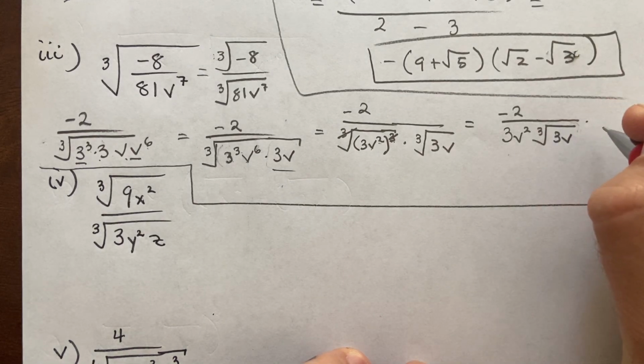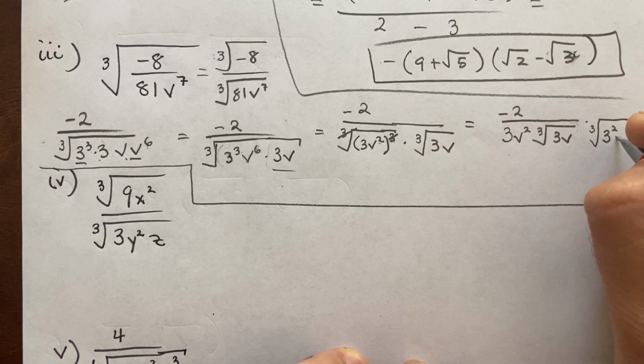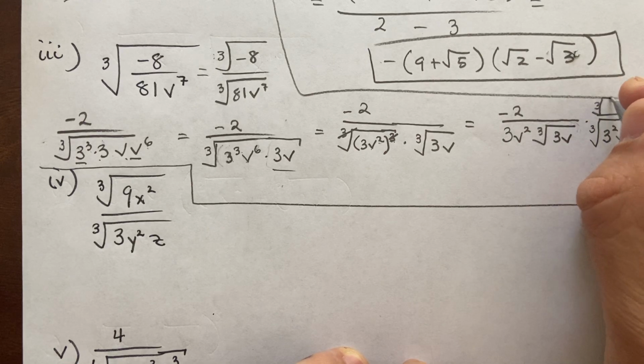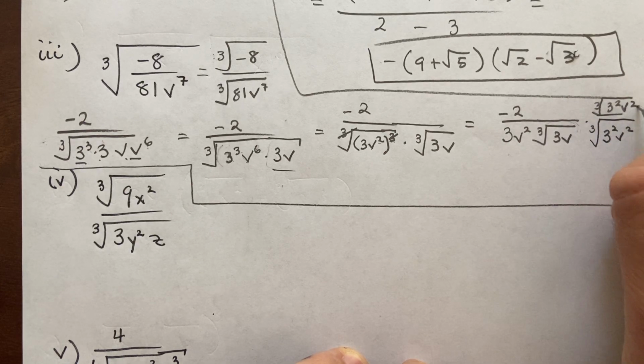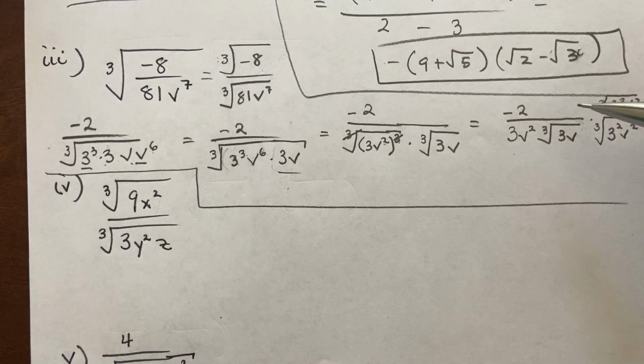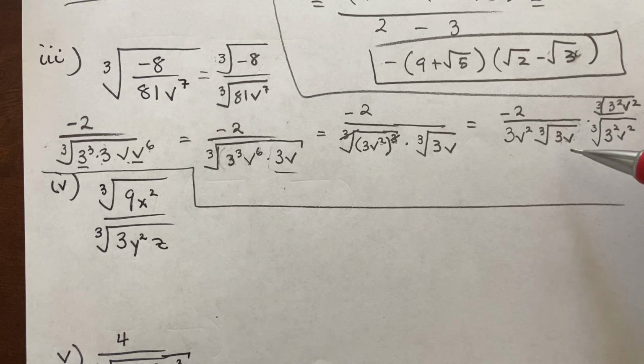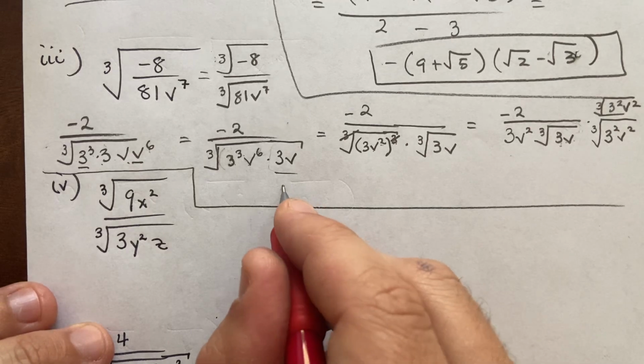So what I want to do is multiply by the cube root of 3 squared v squared. Cube root 3 squared v squared. That's because I just have a 3 and a v. So to get something cubed in here, I need to adjust, right? I'll have 3 cubed after this multiply happens. I'll have a v cubed after this multiplication occurs, which is good.